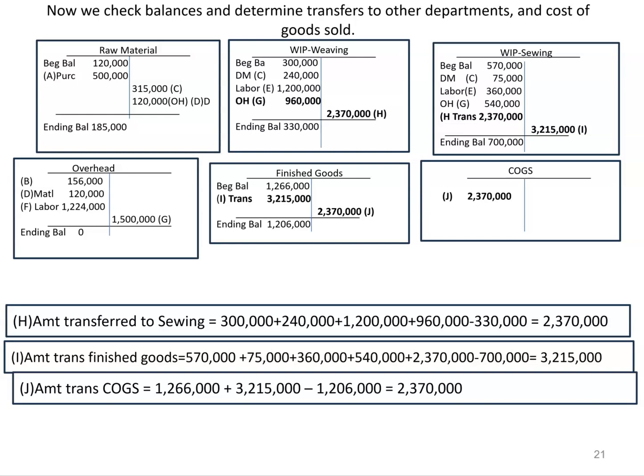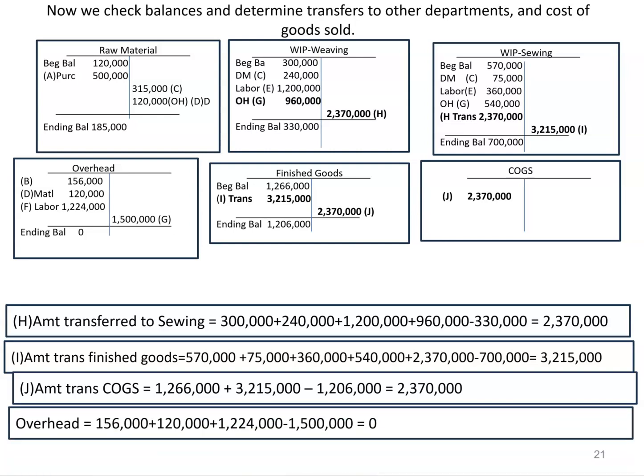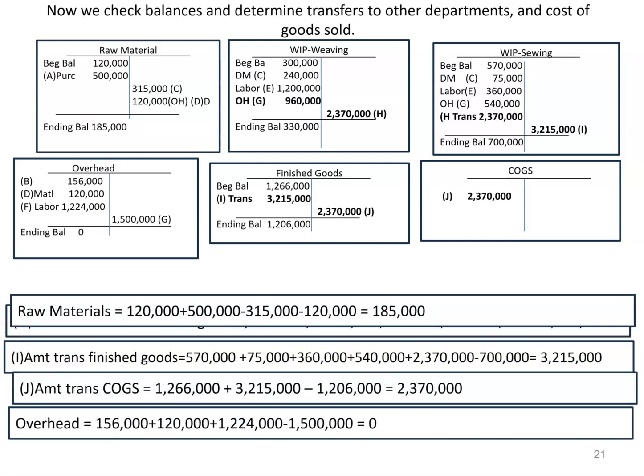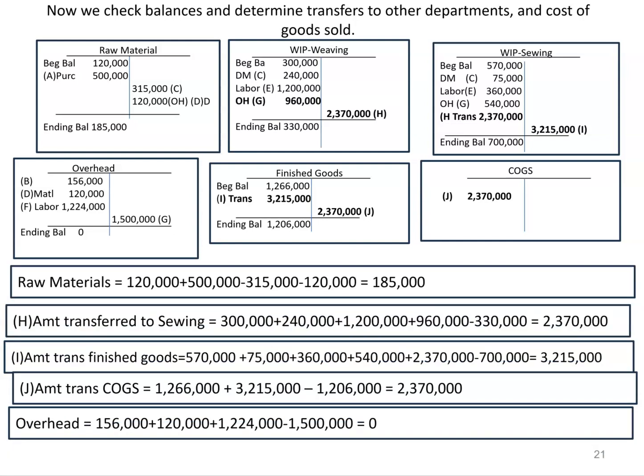Now, another thing you'd want to do is add up the debits and credits in overhead, and in this case it equals 0, so we're not under or over applied in this example. And then the other thing I would do is check raw materials to make sure that adds up. If you take the 120 plus the 500,000 minus the 315 minus the 120, it does equal 185, the ending balance. So we know we've done that correctly.